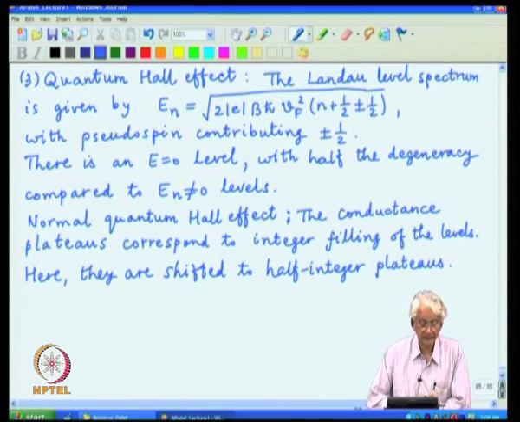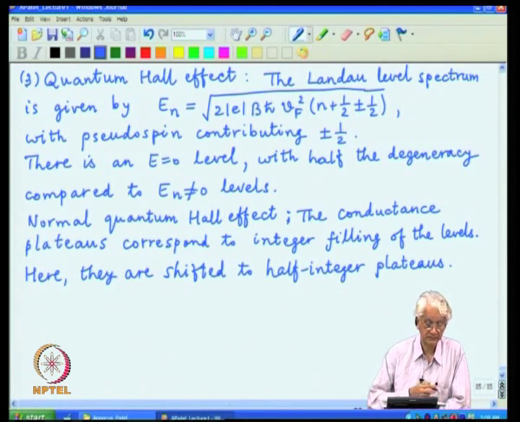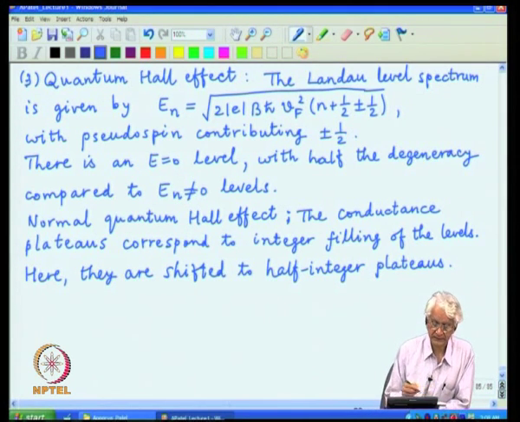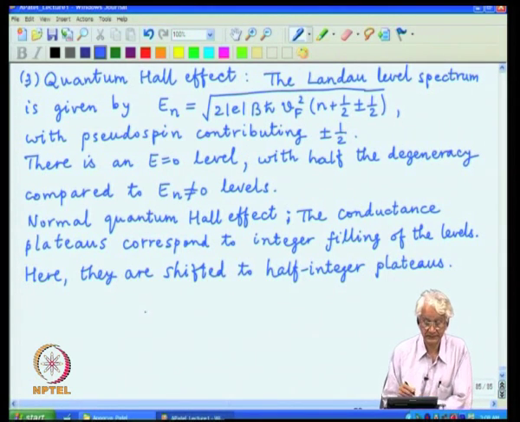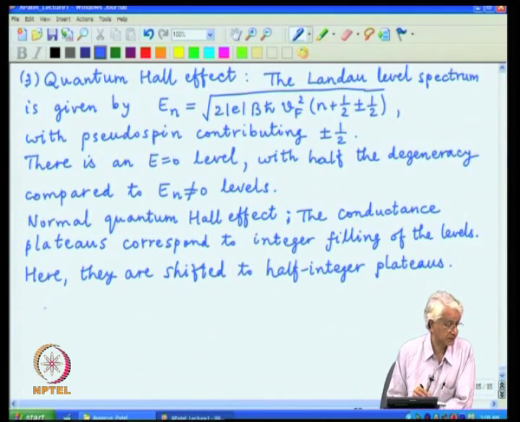So, we do have a quantum Hall effect, but the Dirac structure shifts everything by half compared to the Schrodinger solution, and one can see this in experiment. It has indeed been observed, and that is a confirmation of again the Dirac spectrum of this particular system.